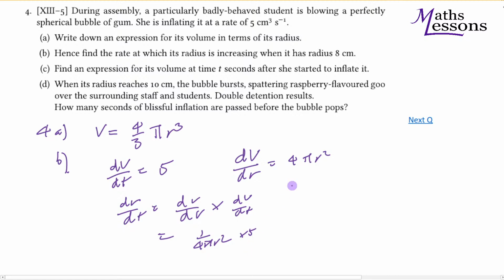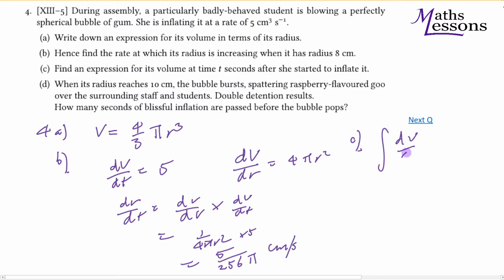And we know r equals 8, so we've got 64 times 4, which is 256. That's going to be equal to 5 over 256 pi centimeters per second. Now for part C, find an expression for its volume at a time t seconds after she started to inflate it. So we know that we've got dV by dt and we want to find an expression for volume.